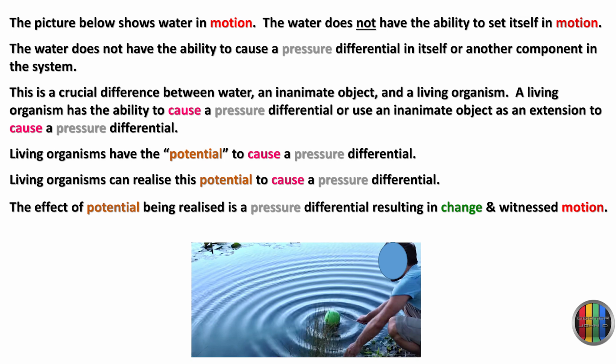The picture below shows water in motion. The water does not have the ability to set itself in motion. The water does not have the ability to cause a pressure differential in itself or another component in the system. This is a crucial difference between water, an inanimate object, and a living organism. A living organism has the ability to cause a pressure differential or use an inanimate object as an extension to cause a pressure differential. Living organisms have the potential to cause a pressure differential. Living organisms can realise this potential. The effect of potential being realised is a pressure differential resulting in change and witnessed motion.